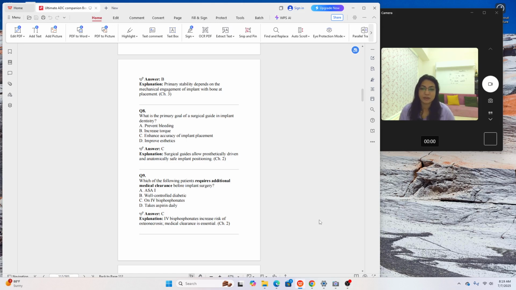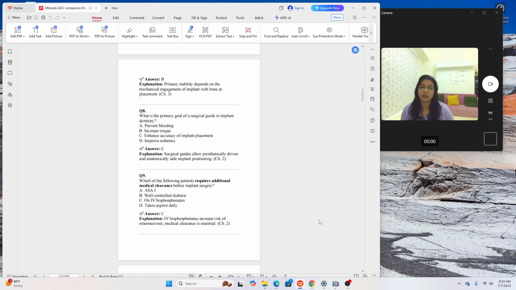The options are: to prevent bleeding, increase torque, maybe enhance accuracy of implant placement. Yes, we just learned that. Improves aesthetics? Aesthetics is not a concern at the moment you're placing an implant. Prevents bleeding? It doesn't prevent bleeding, but it does definitely minimize bleeding.